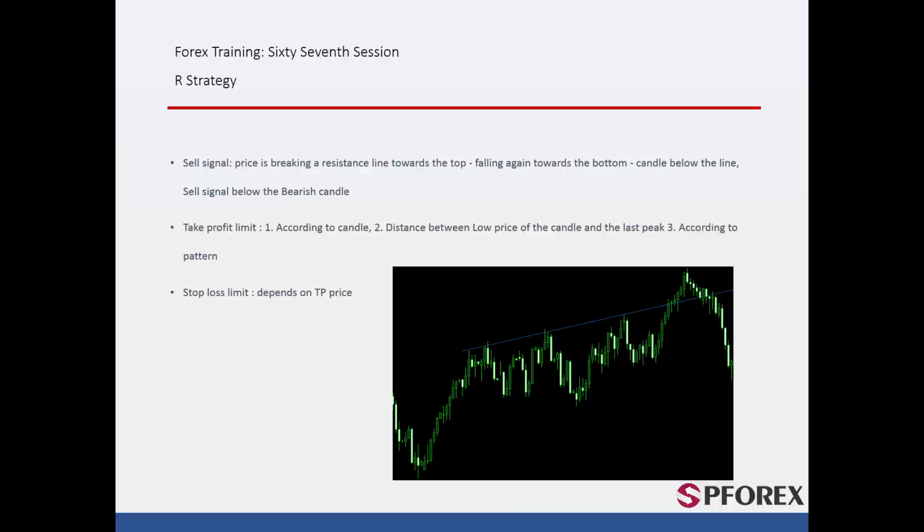On the graph, after the market price has hit the resistance line 4 times, it crossed the given line towards the top, then returned towards the bottom. As a candle formed under the given resistance line, a trader could place a sell order. TP prices could be determined by the bearish candle length, the distance between low price of this candle and high price of the candle on the last peak, and also a flag pattern in this area that could be detected in a shorter time frame. SL price varied based on selected TP price.